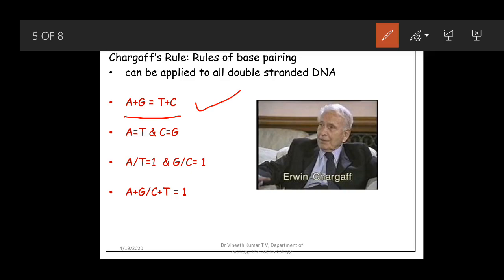The other one, the total number of purines divided by the total number of pyrimidines, because purine is always pairing with pyrimidine, the numbers will always be the same and the ratio will be 1. So this is what is called the Chargaff rule.